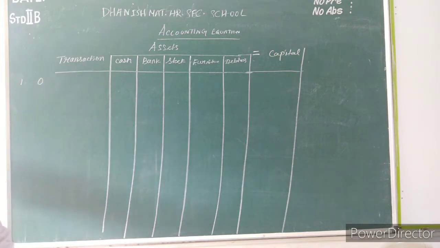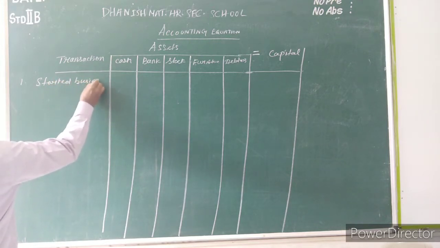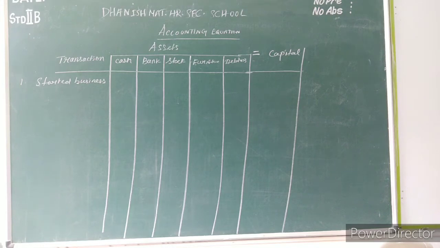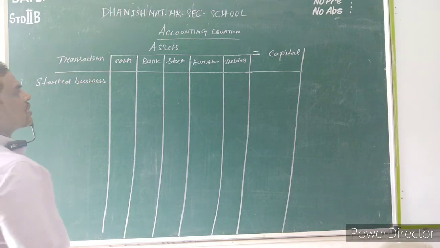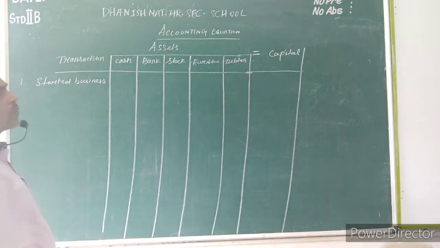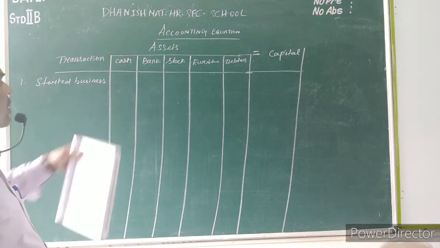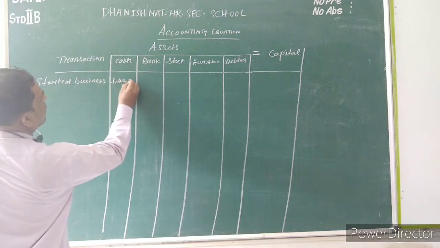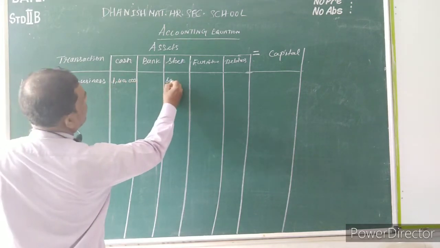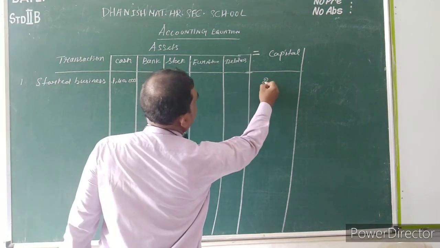Commenced business with cash. That is, started business is the first transaction. So, when Sunil started business, what items did he contribute? Cash and stock. What is the value of cash? Cash is 1,40,000, stock is 60,000. So totally 2 lakhs rupees as capital.